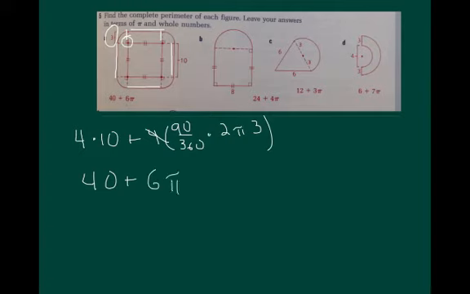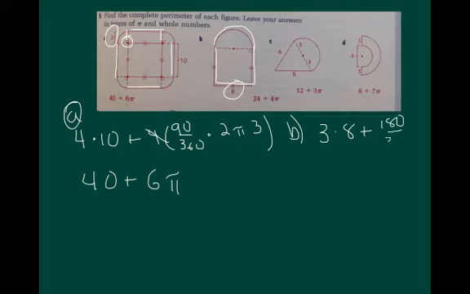Okay, let's take a look at B then. So that's A. Let's take a look at B. We have three sides that are all 8, so that's 3 times 8, plus now we have to find this curved portion, which of course is a half a circle that has a diameter of 8. So that's going to be 180 over 360 times 8 pi. And when you simplify that, you get B is equal to 24 plus 4 pi.